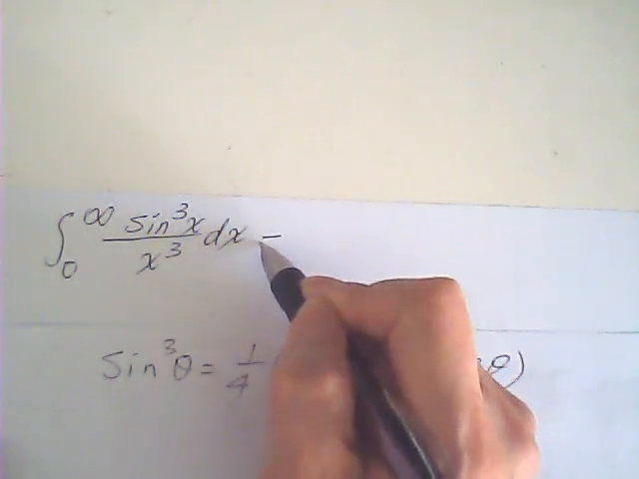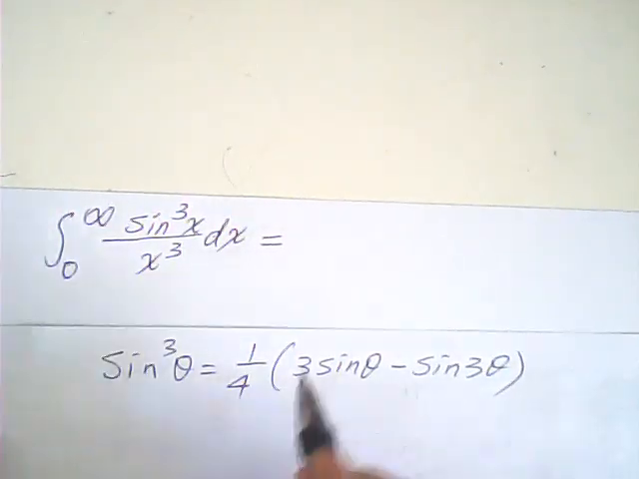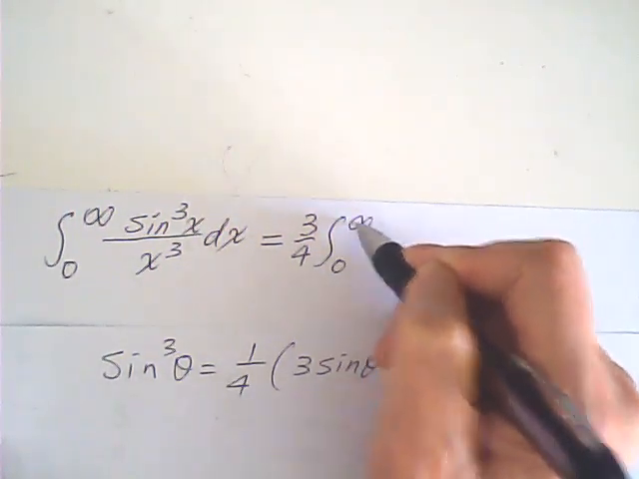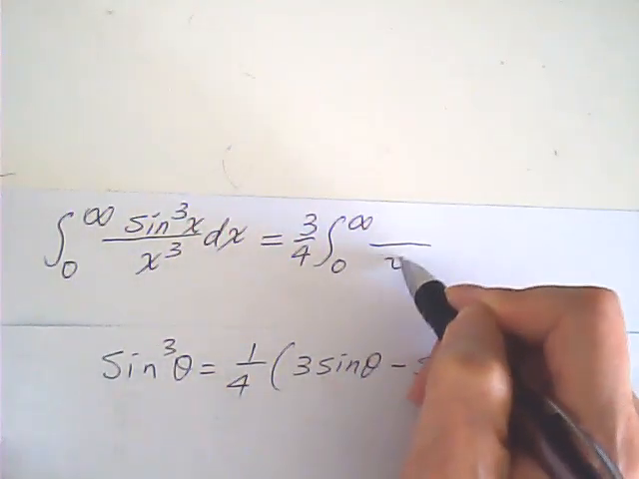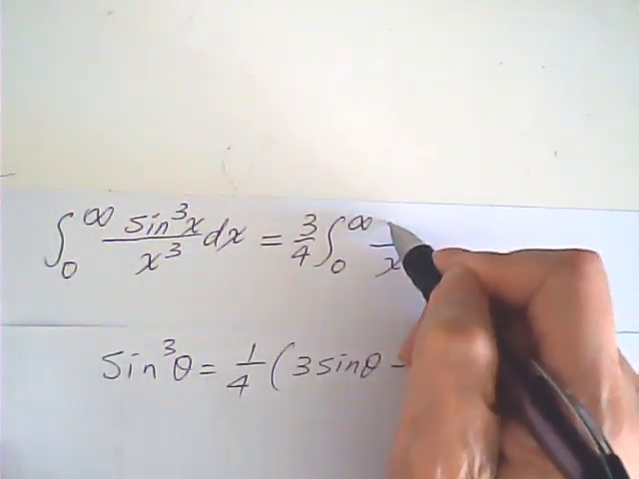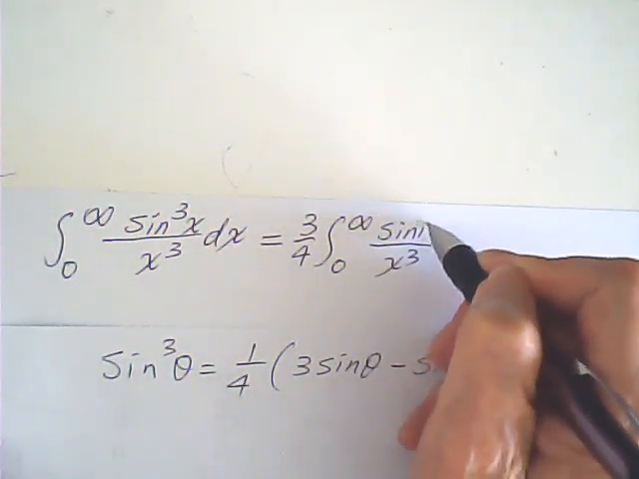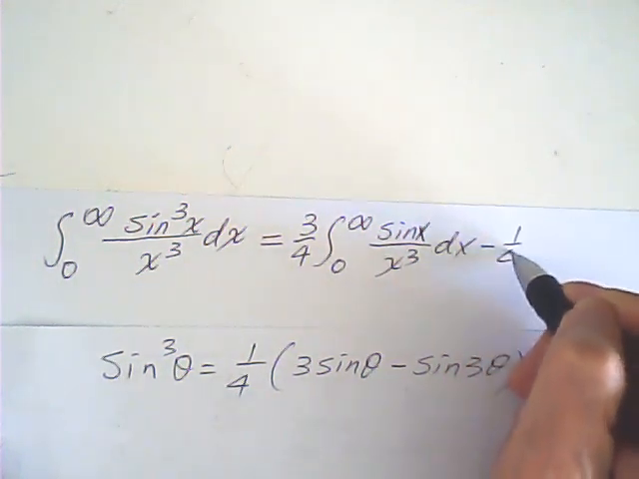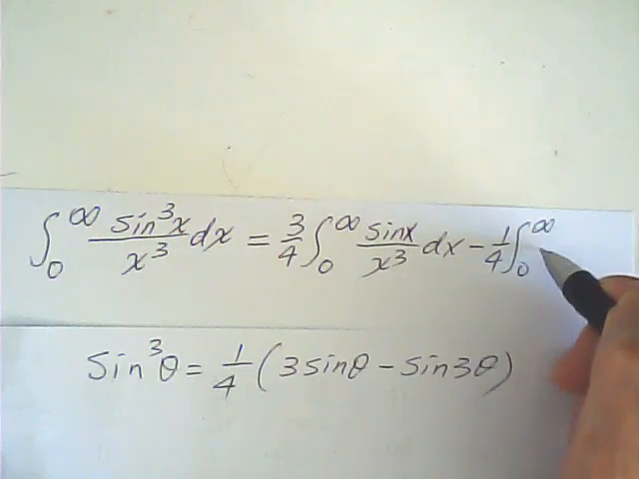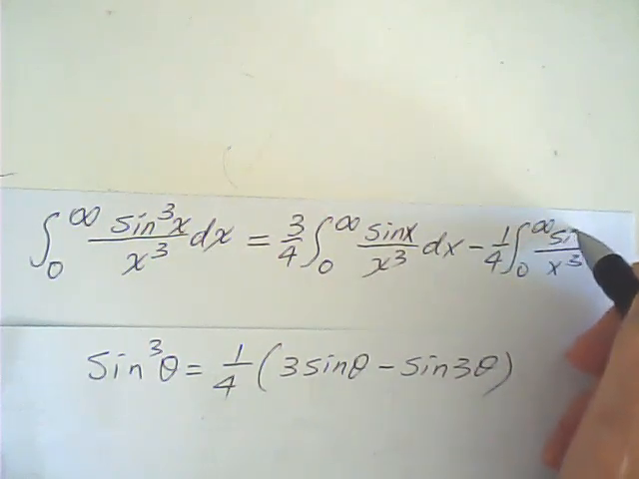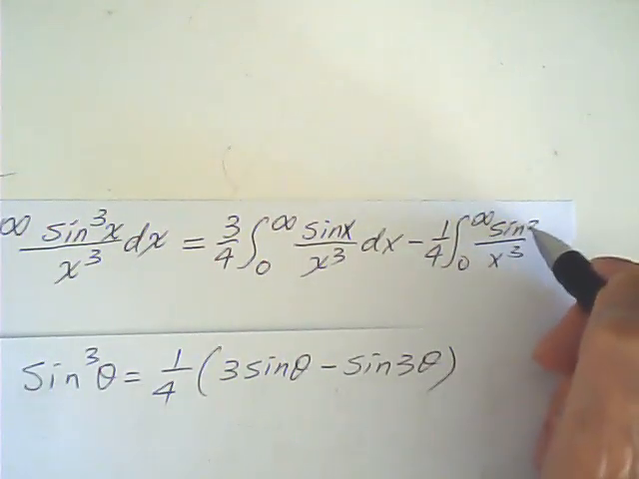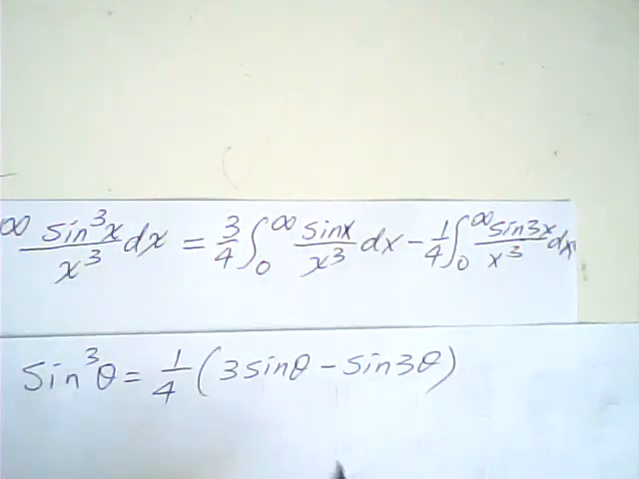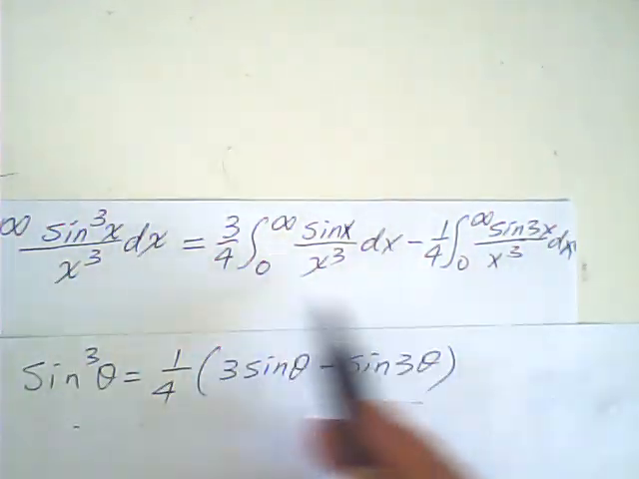So this integral becomes equal to 3/4 integral of x cubed sine x dx minus 1/4 integral x cubed sine 3x dx. Okay, I simply use this formula here, then I have this.